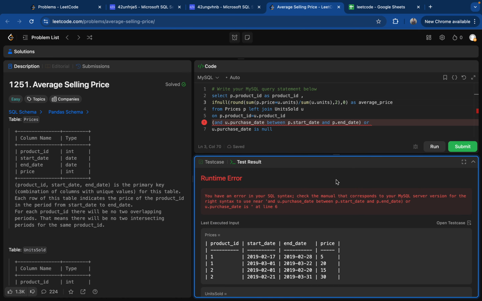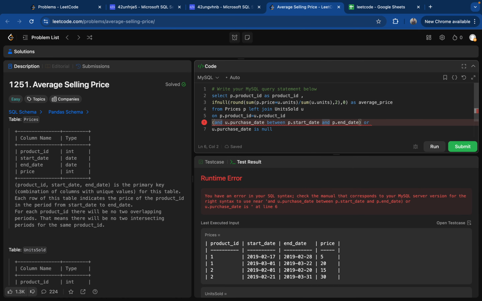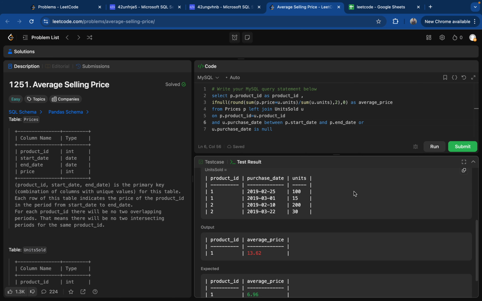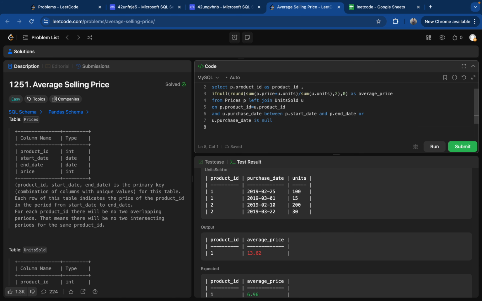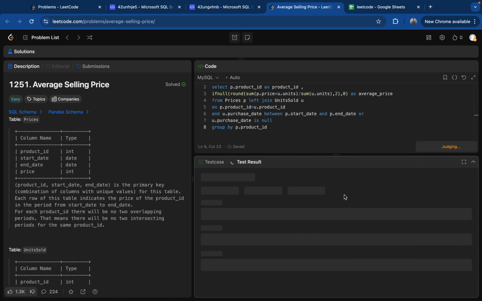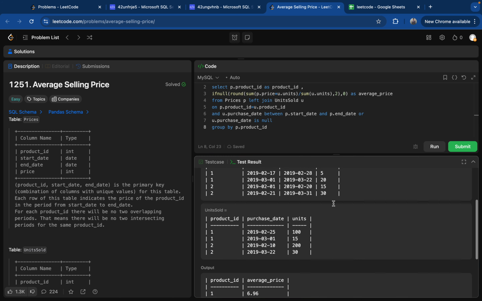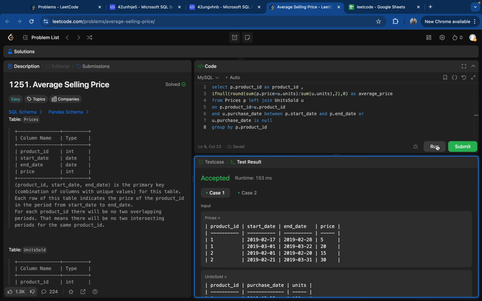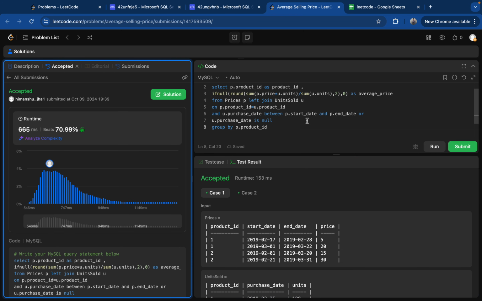Let's run this one. Okay, we also have to group by, because if we are using an aggregate function, we also have to use group by. So it will be group by the first column. Let's see the results. For product id 1 we are getting the expected result, for product id 2 also. So let's run and then submit. It got accepted. Thank you.